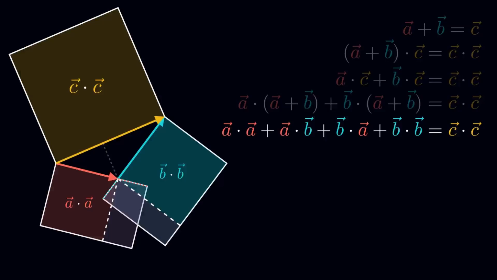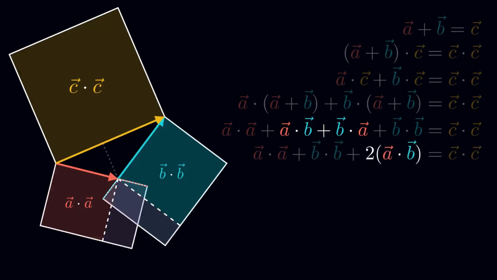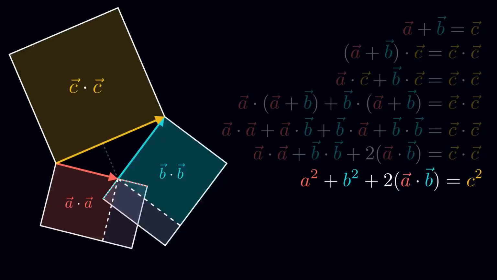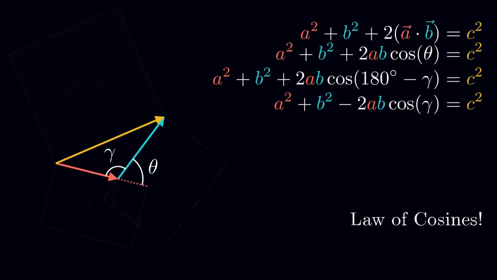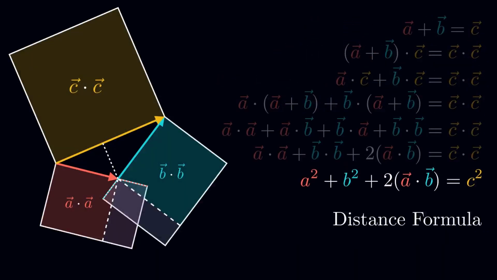Next, since the formula for the dot product doesn't depend on the order, a.b and b.a are the same thing, so we can group them together. If we simplify everything, then we end up with a squared plus b squared plus 2a.b equals c squared. And you might recognize this as the law of cosines, just written in a different way. If you want to see how, you can pause the video. But for our purposes, this is just the general distance formula for adding two vectors together.